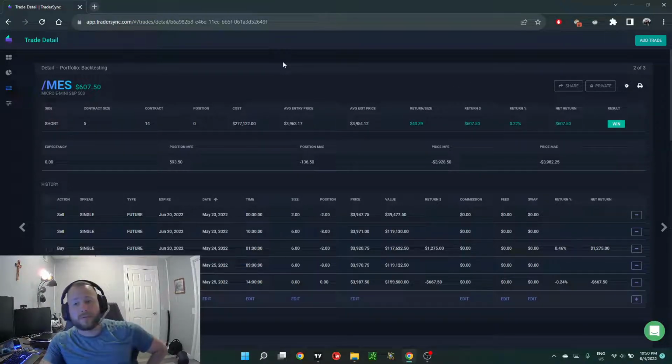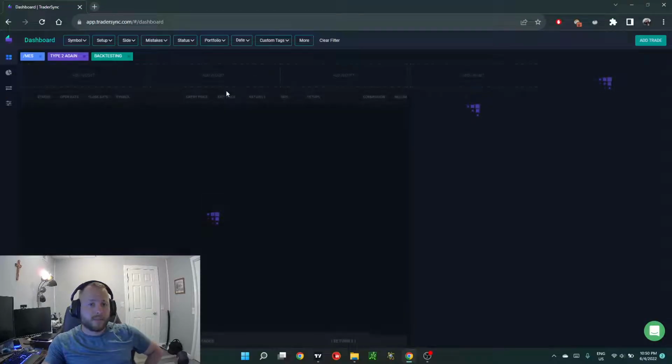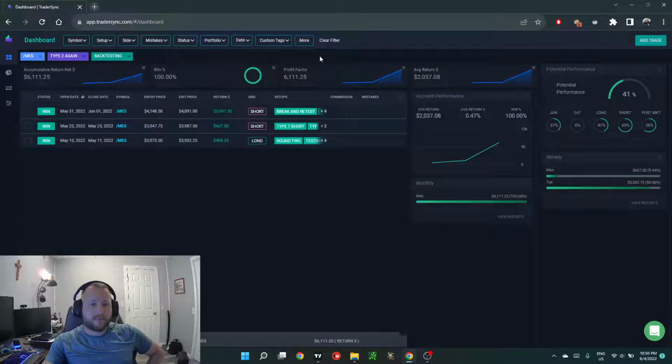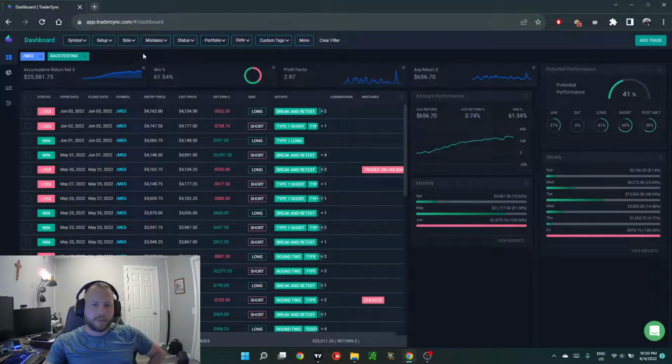Type 2s are also the ones that scare me the most because, as Don has said before, you are buying a bright red candle or you are shorting a bright green candle. You're trying to get that bottom penny, and it is sort of terrifying to put that risk on. So I just need to stick with the system and force myself to do it.